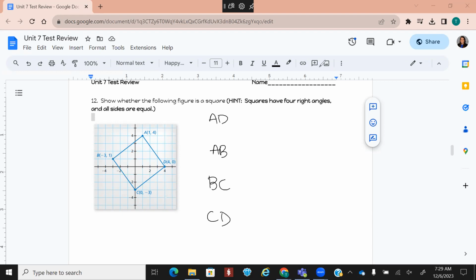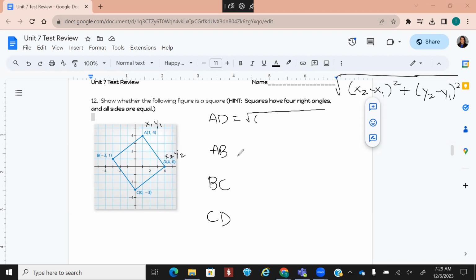Now we're going to use the distance formula. So that's up on the board if you forgot, but just in case, it's x2 minus x1 squared plus y2 minus y1 squared. And now we're going to plug in. So for this one, A to D, this is going to be x1, y1, and this one's going to be x2, y2. So we're just going to substitute that in. So this is going to give me 4 minus 1 squared plus 0 minus 4 squared.